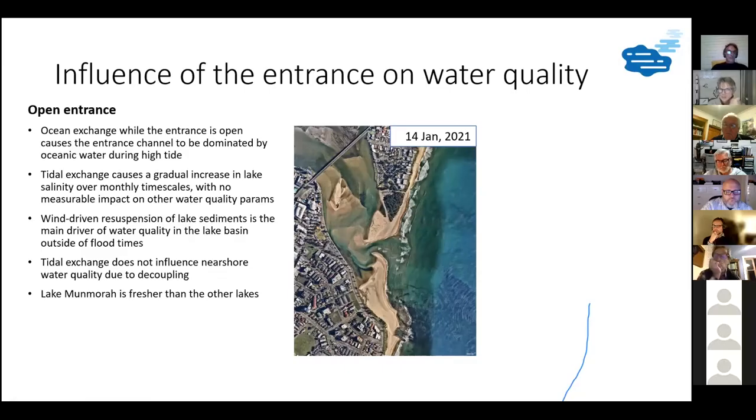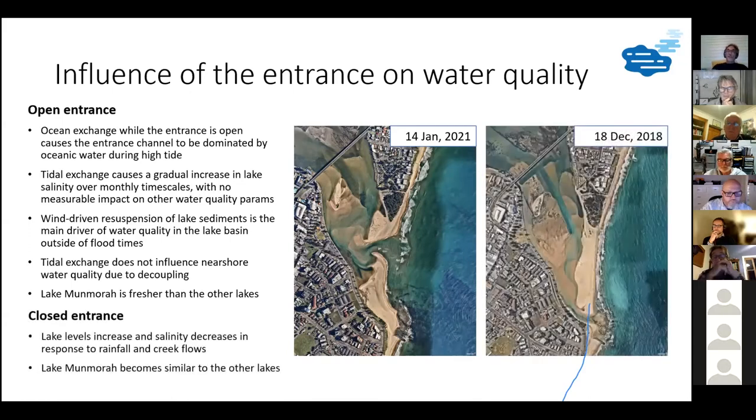And again, just to be clear, when you say it is fresher, is that basically saying less salty? It's not about water quality, but about salt. Yes, thank you, Stuart. Yes, I was trying to be too brief here. So it's less salty. Basically, it's not as affected by tidal exchange as the other lakes, so the input of salt from the ocean is less in Lake Munmora.